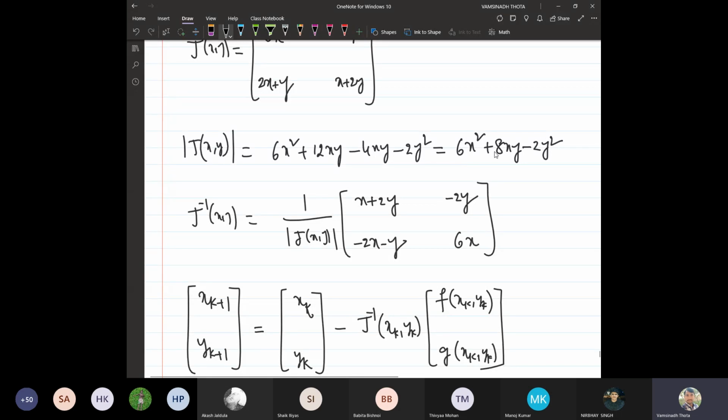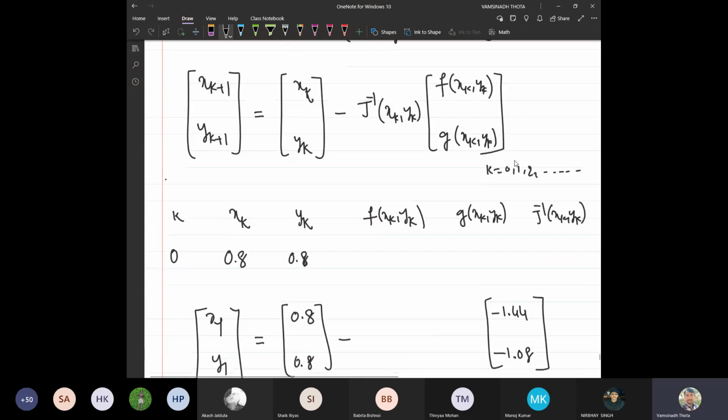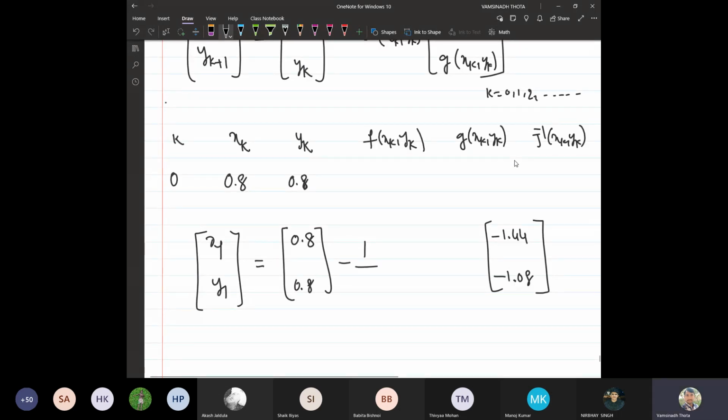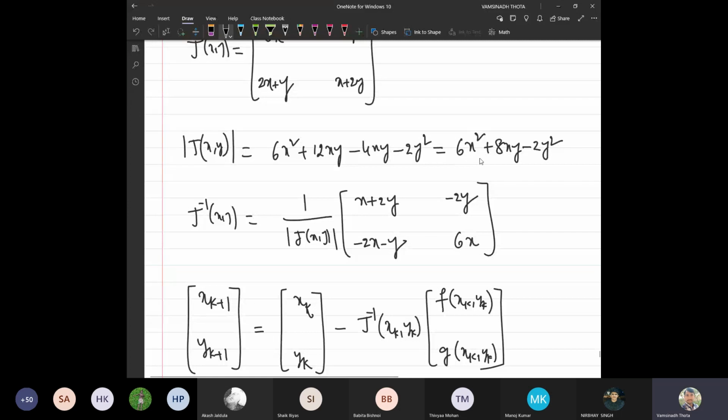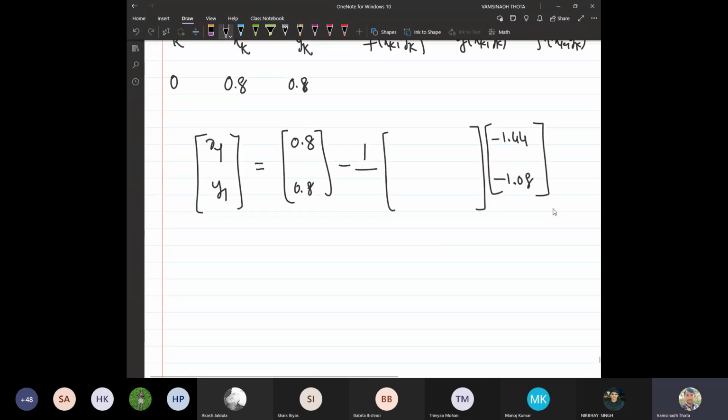So 6 times 0.8 square plus 8 times 0.8 square minus 2 times 0.8 square. So finally 6 plus 8 is 14 minus 2, 12 into 0.8 square, since x is equal to y and the same as 0.8. That will be the determinant. What is the value of the determinant? 7.68. Okay, thank you. So the determinant is 7.68.